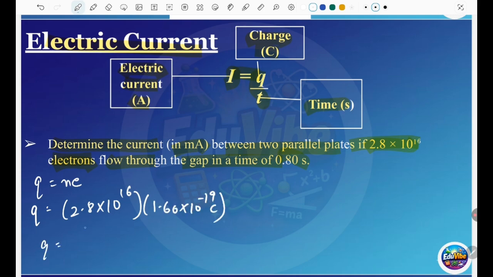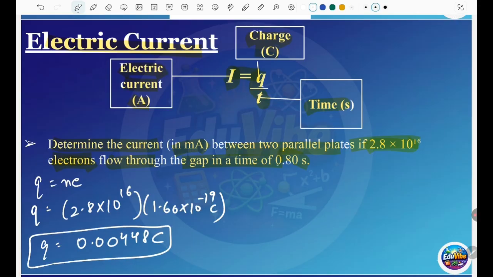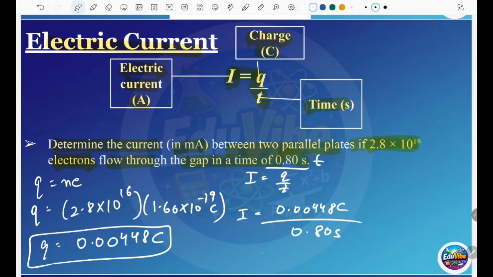When you solve this, you get Q, which is 0.00448 coulombs. So this is your Q and this is your t, and you have to find the current. So I is equal to Q upon t. I is equal to Q, which is 0.00448 coulombs, divided by the time, which is 0.80 seconds. You solve it and you get 0.0056 amperes. But you want this in milliamperes.